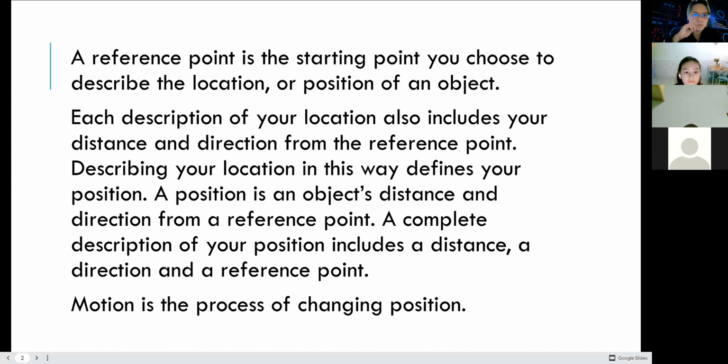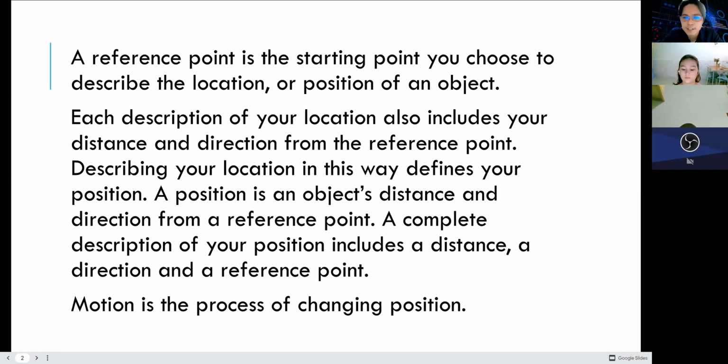For example, if I am here in Mambaling, my reference point is from Mambaling going to Southbrook, for example. So that is actually your starting point, or the position of an object, okay? Each description of your location also includes your distance and direction from the reference point. Describing your location in this way defines your position. A position is an object's distance and direction from the reference point. How many kilometers? So those are the distance from the reference point, of course.